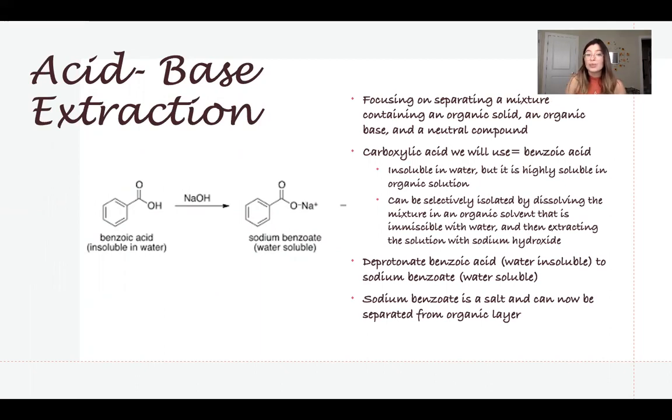Basically, what we're doing is we're going to deprotonate benzoic acid with sodium hydroxide. Benzoic acid is water insoluble. So deprotonating it with sodium hydroxide is going to turn it into sodium benzoate, which is water soluble. Sodium benzoate is a salt and cannot be separated from an organic layer.